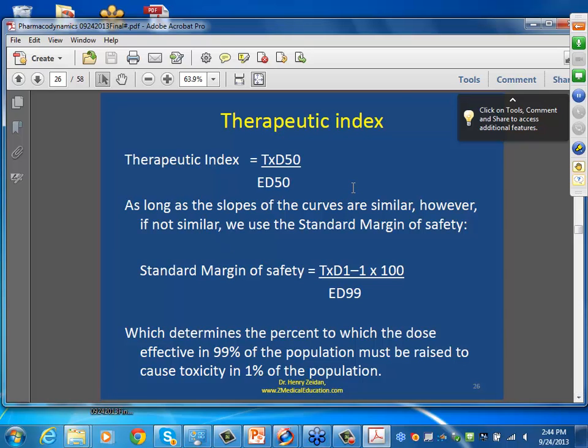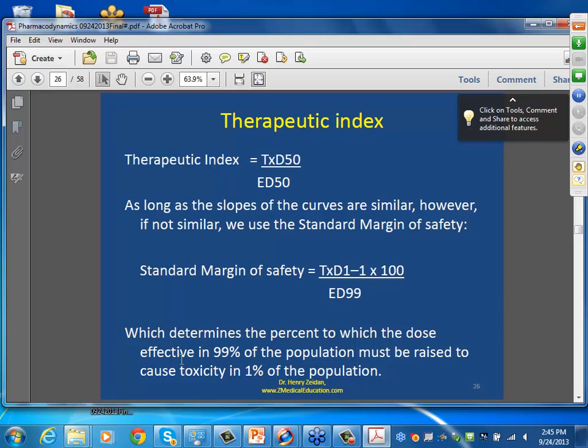When you look at therapeutic index, we know what's meant by ED50, effective dose at 50%. Once you achieve the maximum efficacy, you can extrapolate at 50 and get the concentration of the drug. That's what gives you the ED50. In a similar manner, you can do TD50, and the therapeutic index is the ratio of the TD50 over ED50. I stated here, as long as the slopes of the curves are similar, we use the same standard safety margin, and the standard margin of safety is addressed in this fashion.